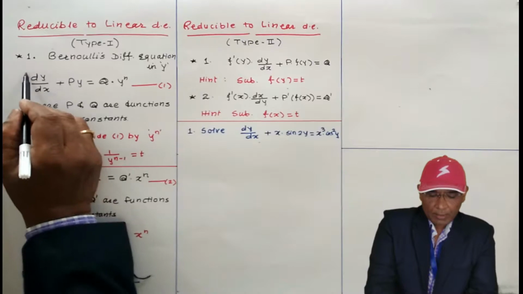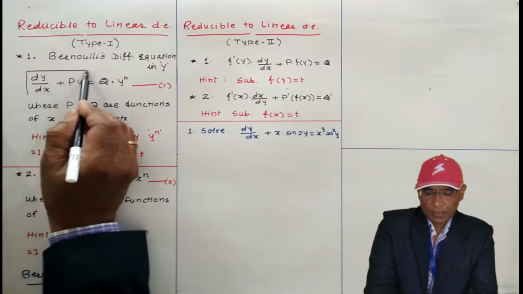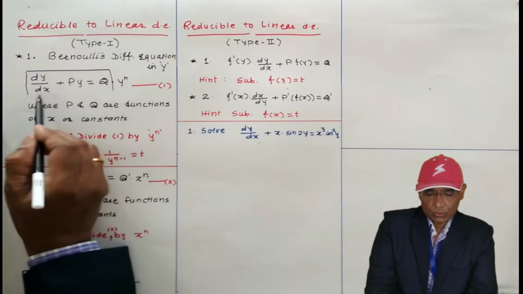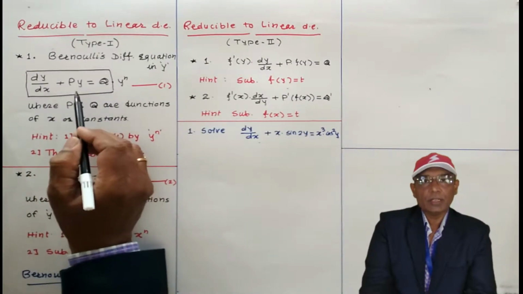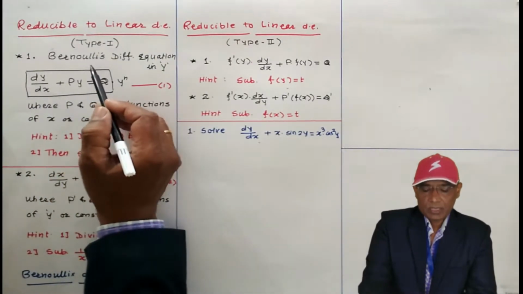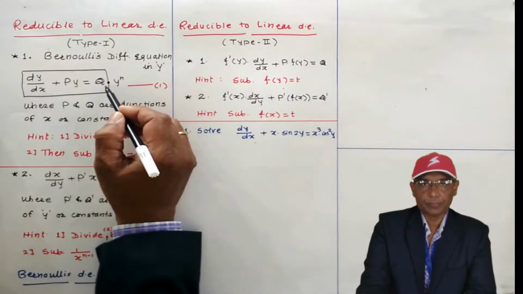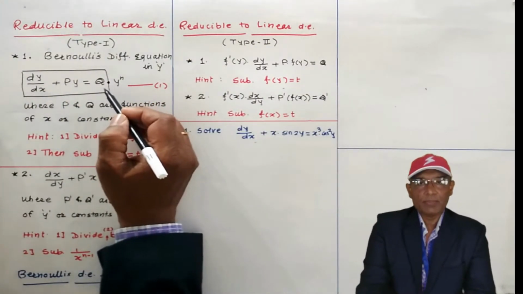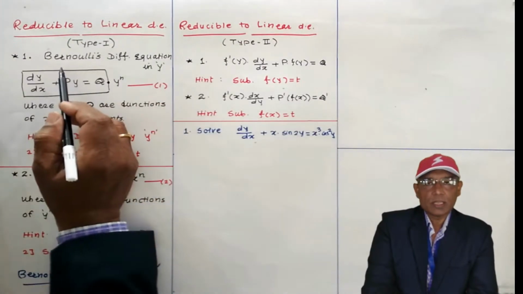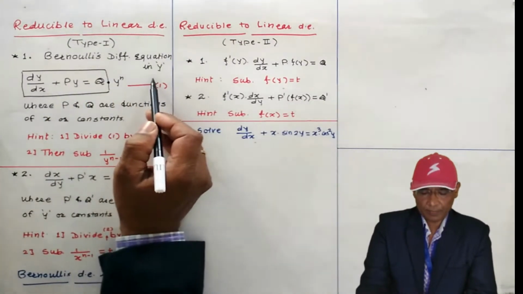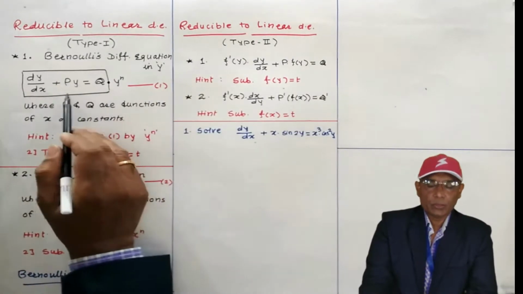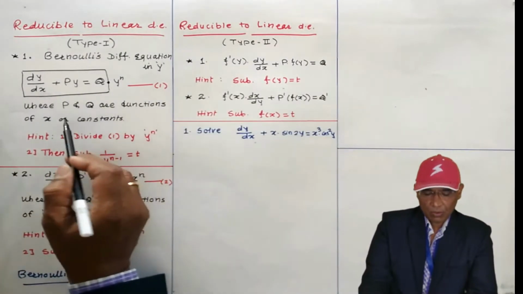See, dy/dx + py = q is a linear differential equation in y. But here it is Bernoulli's differential equation, because y to the power n is present in the multiplication of q. So this becomes the Bernoulli's differential equation. Now I am calling this Bernoulli's differential equation in y. What about p and q? p and q are functions of x or constant.